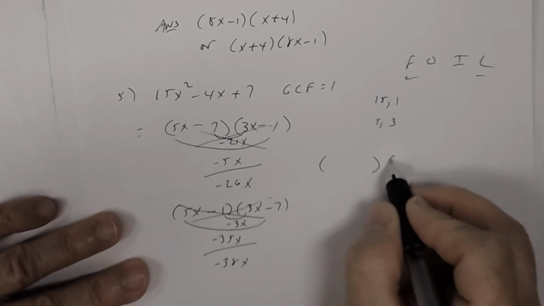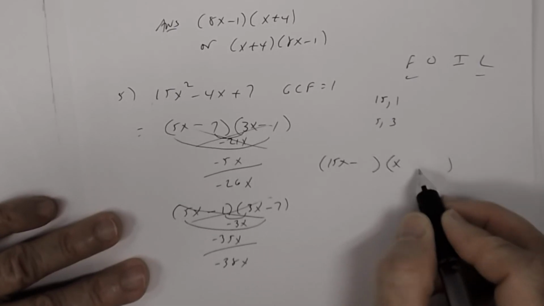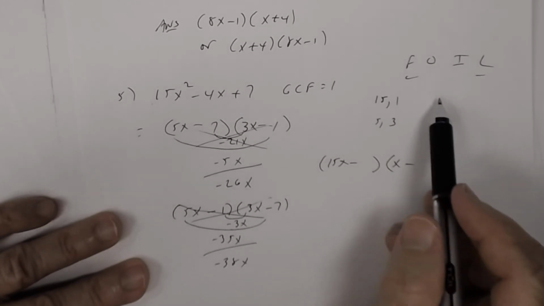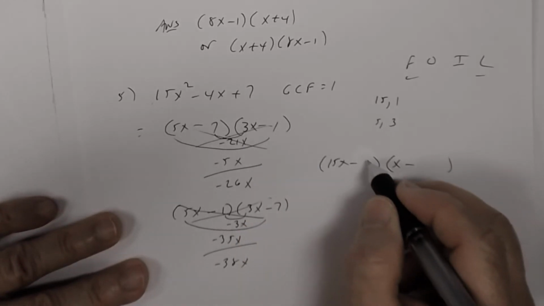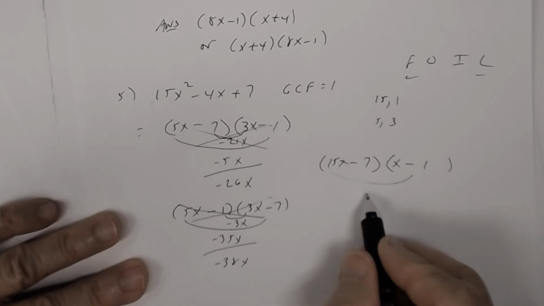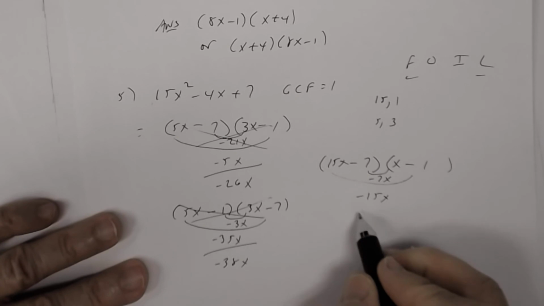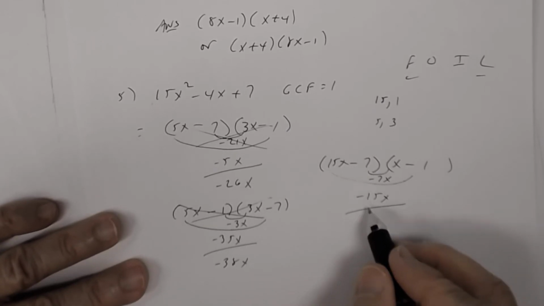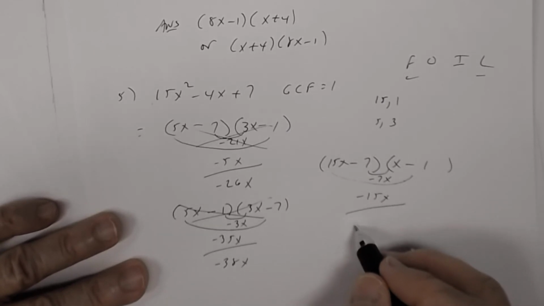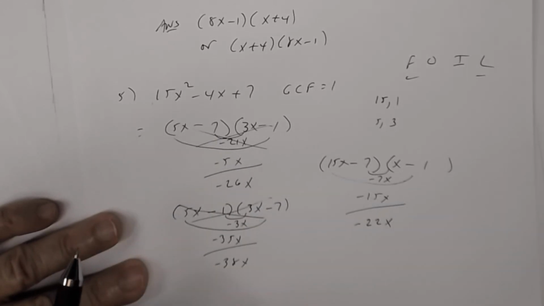Okay, so let's try 15 and 1. So 15x, x, they're both negative, right? And then the only possibility for 7 is 7 and 1. So let's put 7 here, 1 there, and see what happens. What's the outer? Negative 15x. What's the inner? Negative 7x. What do you get when you add them up? Negative 15x and negative 7x is a negative, what's that, 22x? Which is not what you wanted.